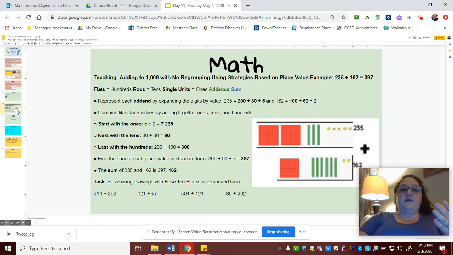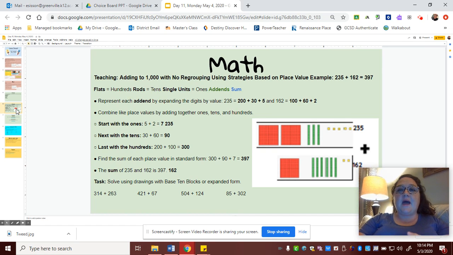Then also over on the side, you can see where it says combine like place values by adding the ones and tens and hundreds, like I just talked about, but they did it in expanded form. So they did 235 is 200 plus 30 plus 5, and 162 is 100 plus 60 plus 2. And then they added the ones and the tens and the hundreds, just like you did for base 10 blocks. So those are two strategies you can use. Those are the two I would recommend for right now.